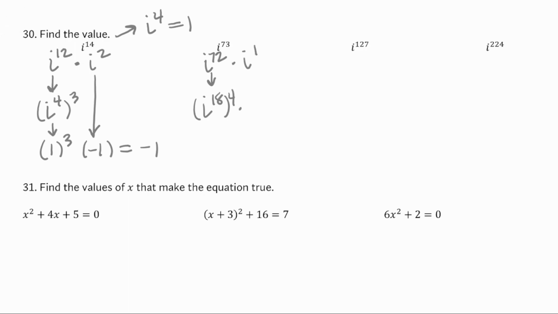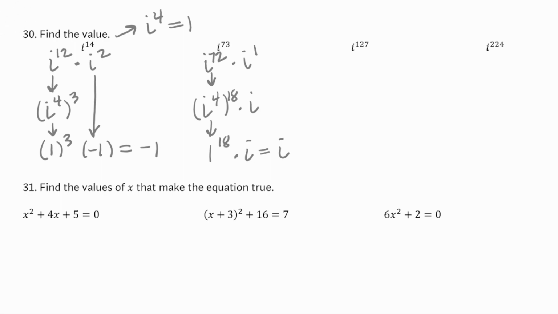Okay, last one is 73. So probably, I don't know much about i to the 18th. I want i to the 4 to the 18th power. So that's 1 to the 18th times i. That's just going to be 1i.